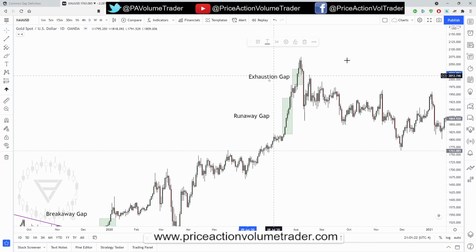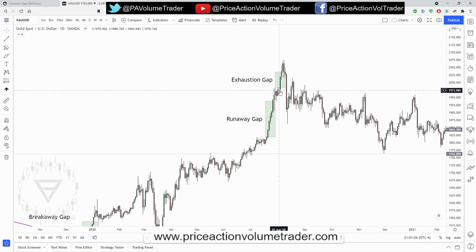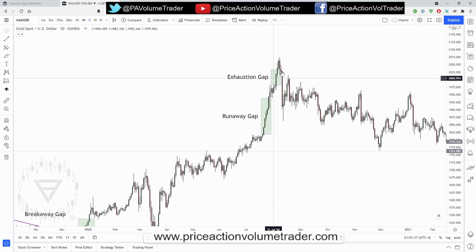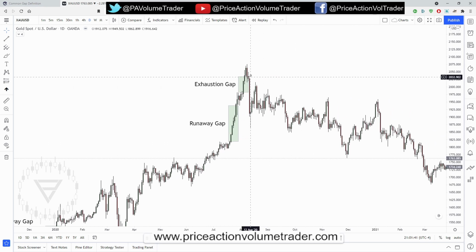And then finally we have an exhaustion gap, which is basically one last push, and then just a quick reversal, a quick fill back up, in this case all near highs up here. And then you can see how the exhaustion gap is quickly filled back up. This usually looks like V reversals.